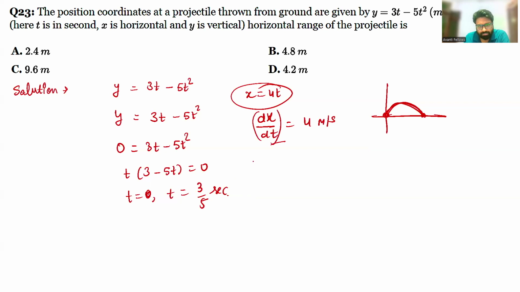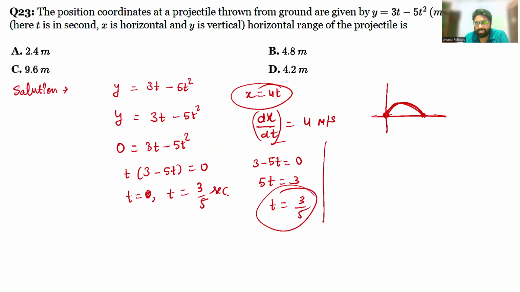And 3 minus 5t is equal to 0. 5t is equal to 3. So t will be 3 upon 5. Now this is the x coordinate, x is equal to 40. And simply this is the range of projectile.